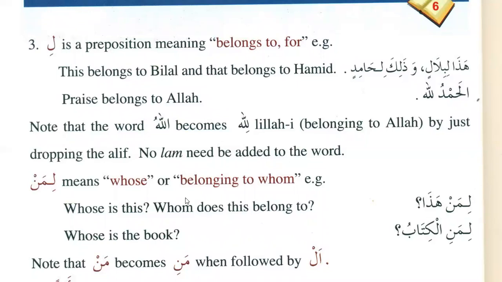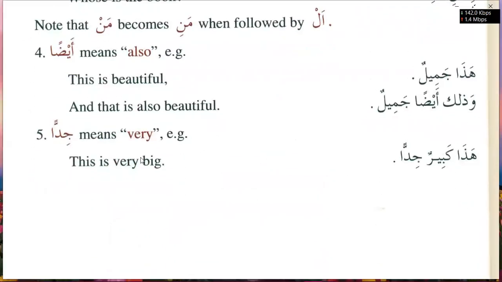So what is the meaning of li? Li means belongs to. What happened when we had li and Allah? It belongs to Allah, and the alif of Allah is removed, dropped. What is the meaning of liman? Liman means whose or belonging to whom. And what happens when there is a word starting with alif lam after man? We read kasra. Instead of saying liman al-kitab, we say limanil-kitab. Here we have sukoon, but we are reading kasra because of alif lam.